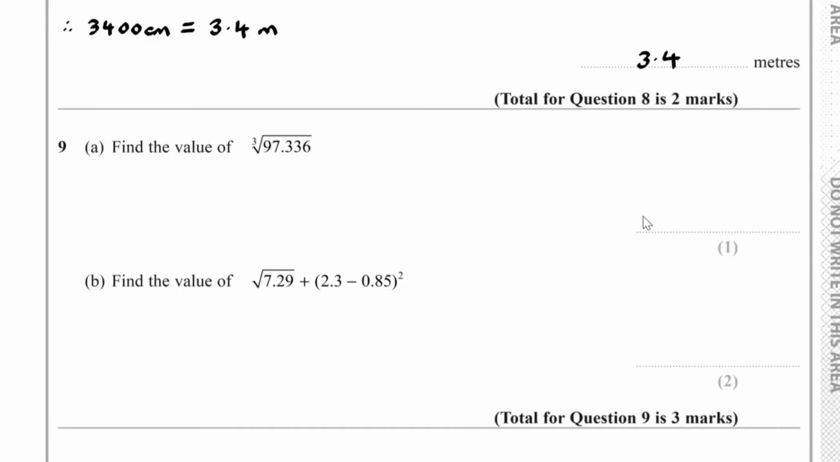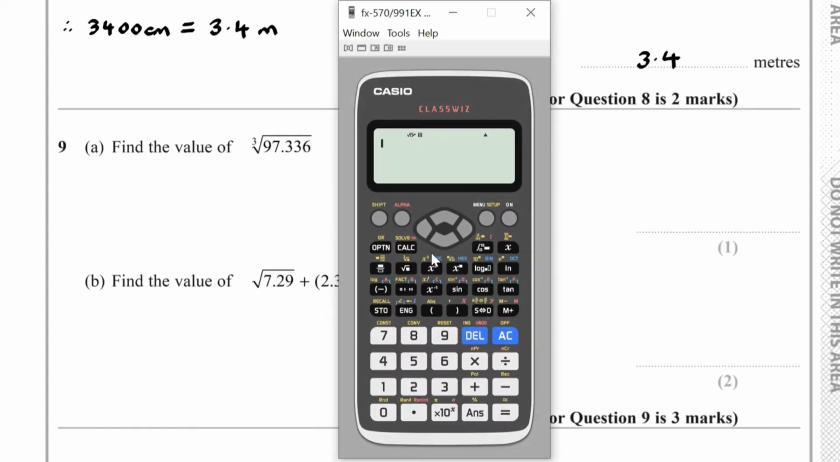Question number 9. For part A, we have to find the value of the cube root of 97.336. Typing the cube root of 97.336 into our calculator, we get 4.6.